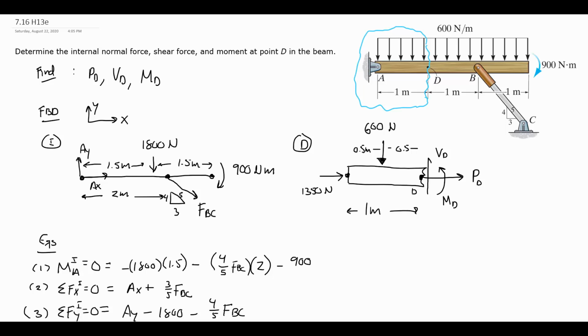That's because we started with solving the external problem, and found A sub X, A sub Y, and F sub BC.